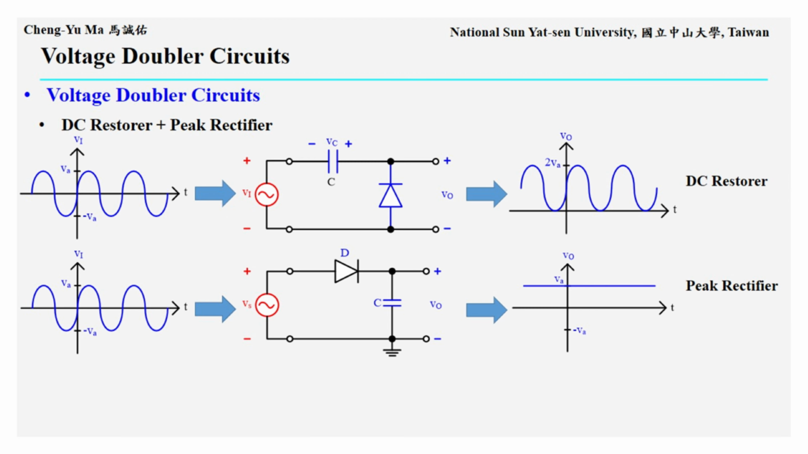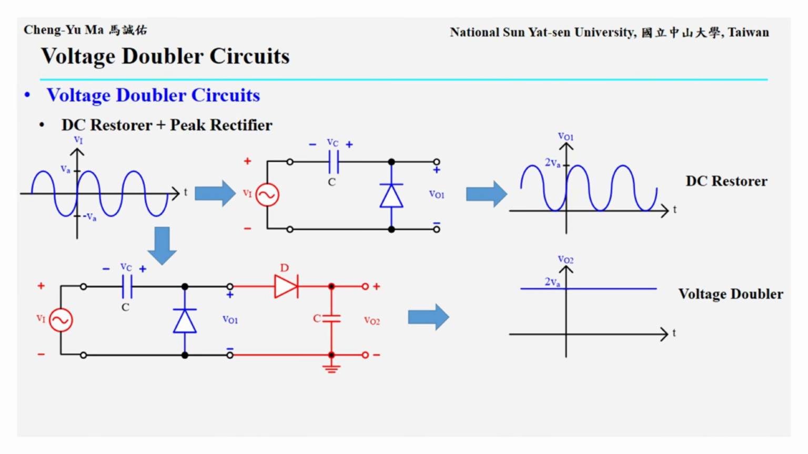After introducing the DC restorer and the peak rectifier, we can compare these two circuits. As shown here, both circuits are made from a capacitor and a diode, but their positions are different, so their functions are different. A DC restorer shifts the entire waveform to one polarity without changing its shape. A peak rectifier stores the maximum amplitude of the signal as a nearly constant DC output, and the output polarity depends on the diode direction.